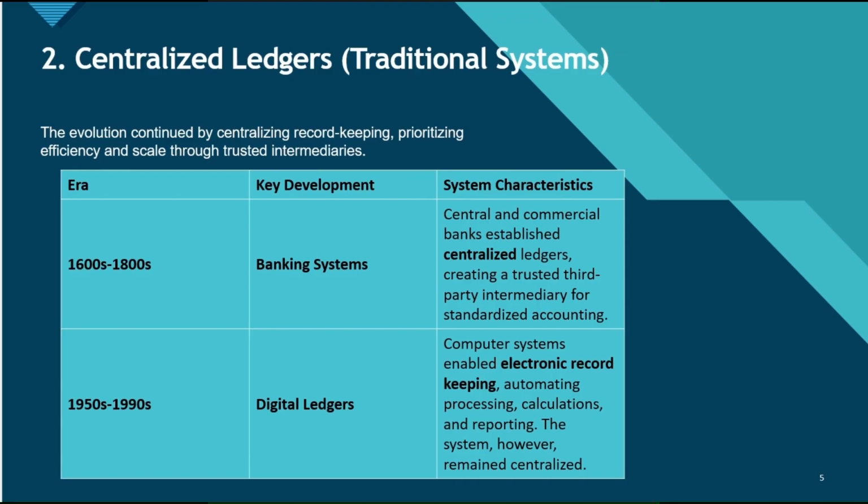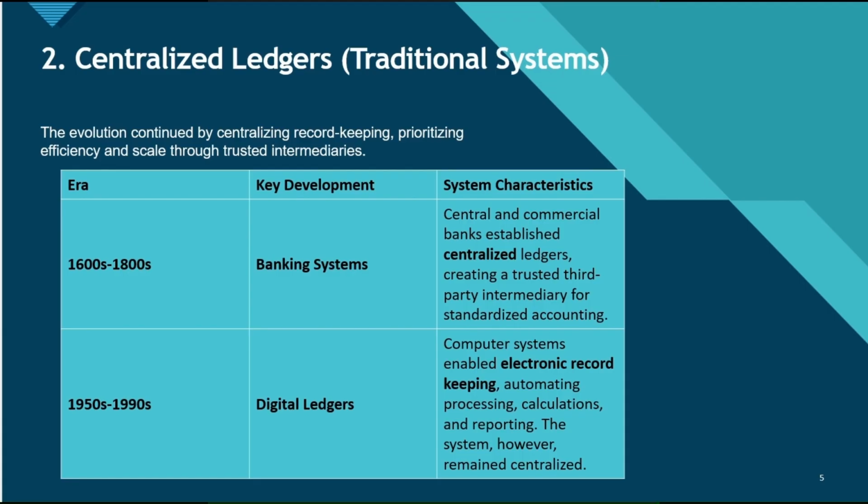1950s–1990s, digital ledgers. Era. Key development. System characteristics 1950s to 1990s. Digital ledgers. Computer systems enabled electronic record keeping, automating processing, calculations, and reporting. The system, however, remained centralized. Detail. The introduction of computer systems and electronic databases revolutionized the mechanism of record keeping. The physical book ledger was largely replaced by digital ledgers, databases.